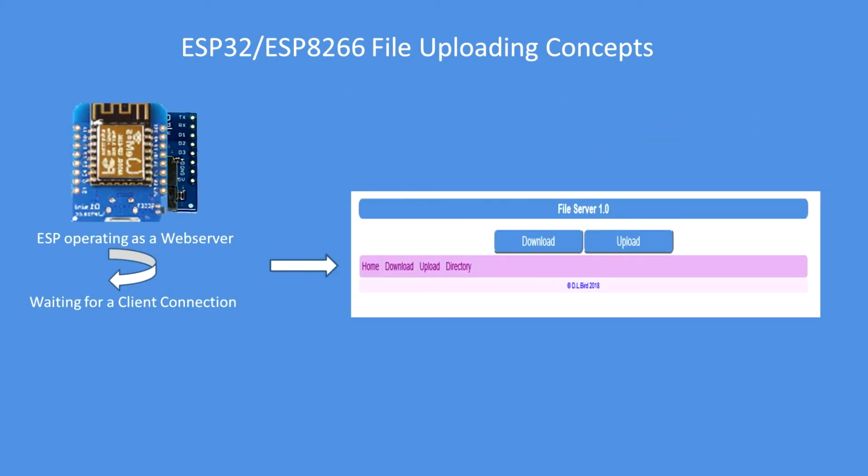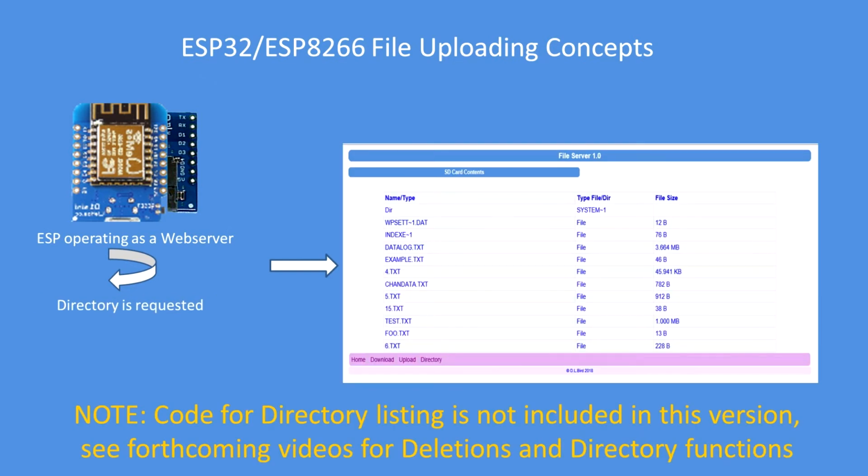On the left I'm depicting the ESP running as a web server waiting for a client to connect, and it's displaying that web page there with download and upload options. Next I'll request the directory of the SD card just to check what's on the card. But please note, in the version I'm going to upload to GitHub, it does not include the directory capability yet. There'll be more of that in forthcoming videos as I work my way through the various capabilities.